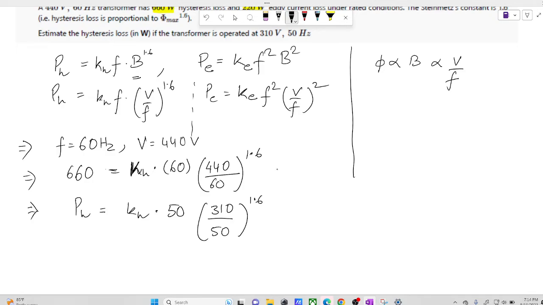These are two equations. If we compare them by taking the ratio, you will get P_H as somewhere around 420 watt. Please solve and let me know the exact answer.